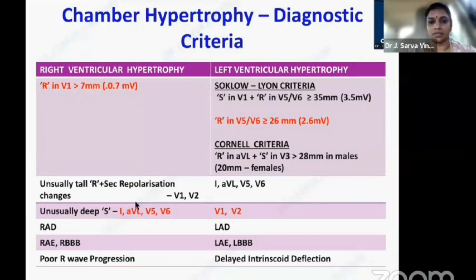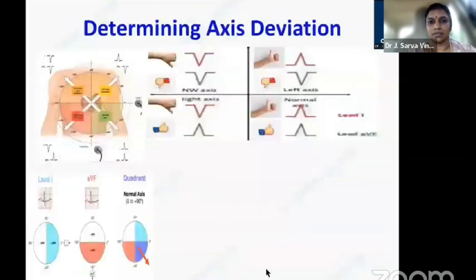And we'll be having the reciprocal things of the S wave in the reciprocal leads. So we'll have a deep S wave in V5 and V6. We're going to have a deep S wave in V1 and V2 in patients with left ventricular hypertrophy. Other associated findings will be the appropriate axis deviations and the bundle branch block. And in addition, as we saw earlier, we'll have a poor R wave progression in RVH and a delayed intrinsic deflection in LVH. So the axis is usually determined by taking lead 1 and AVF into account.